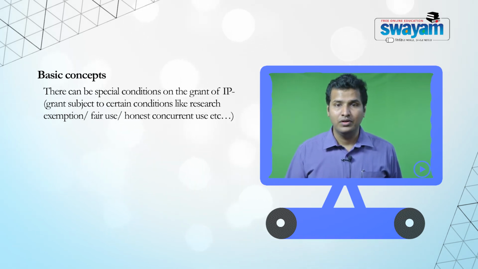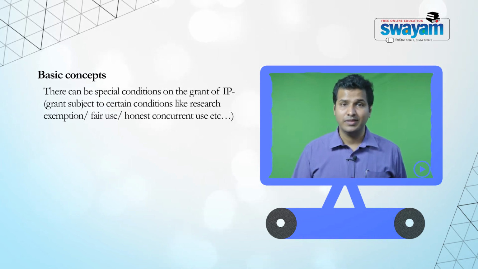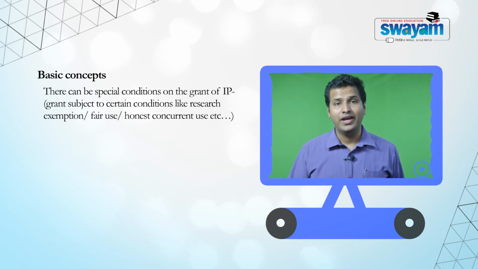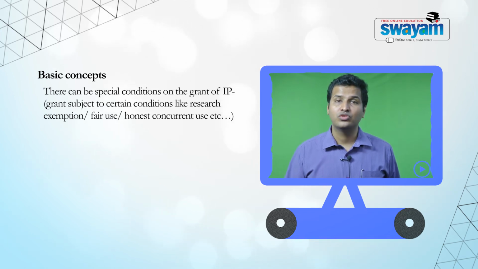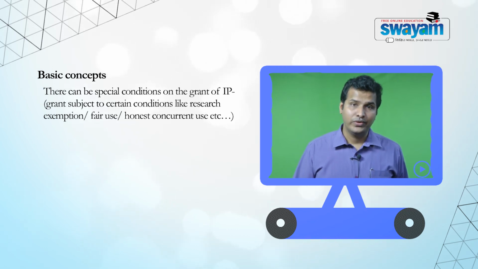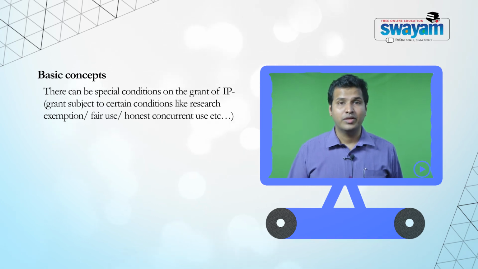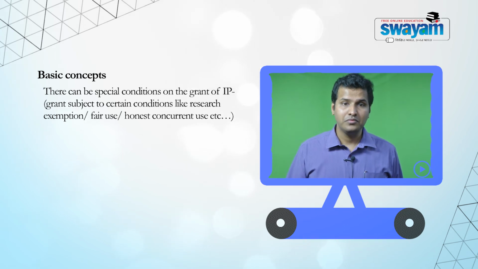For example, intellectual property rights in the case of patents are subject to the research exemption, and they may also be subjected to Bolar exceptions, also called regulatory review exceptions. Copyright may be subjected to fair use, and in the case of trademarks, marks can be subjected to honest and concurrent use.